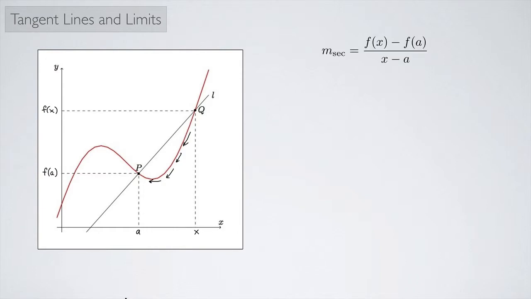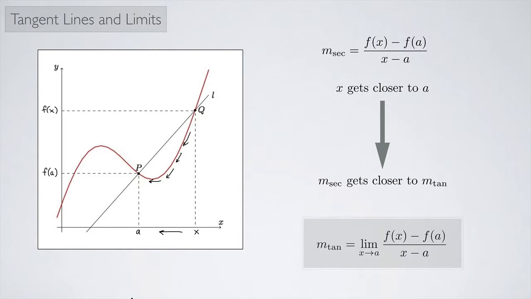So here's the formula for the secant line. That was f of x minus f of A divided by x minus A for the slope of the secant line L. And I notice that as x gets closer to A, so on the x-axis here, as this x gets closer and closer to A, I notice that the slope of the secant line gets closer and closer to the slope of the tangent line. So the slope of the tangent line is actually the limit as x approaches A of f of x minus f of A divided by x minus A.